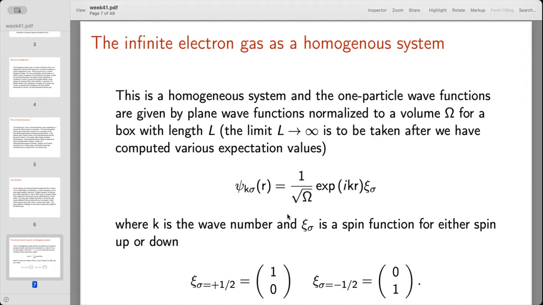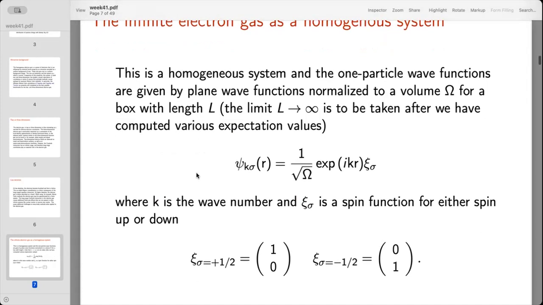So I just wanted to give you a very, very quick introduction to the way we are going to look at this before we now jump to the whiteboard and look at more technical details. So we are going to have a box of a volume omega or V. I'm going to use omega and V interchangeably in the notes which are coming. And this box has a length L, so that means that the volume is equal to L cubed. And the plane wave solution, if you just think of the kinetic energy, is now given by this function here, where we also have the spin degrees of freedom.